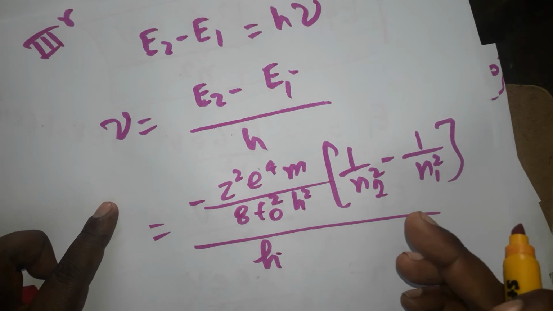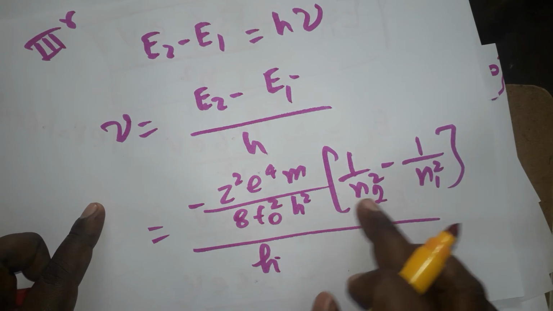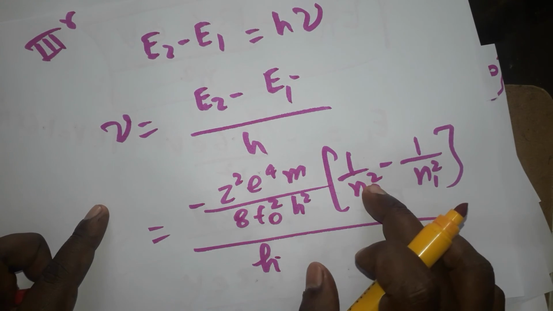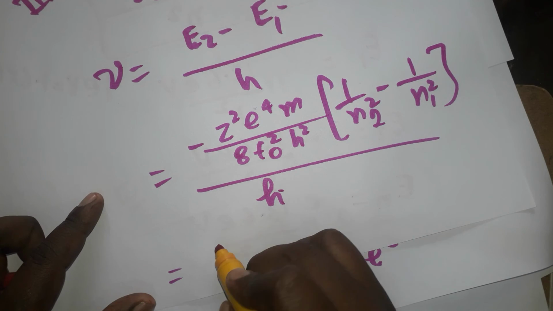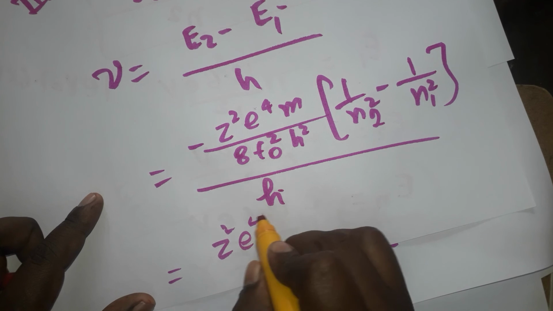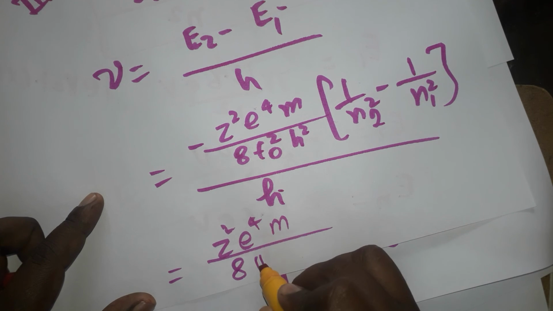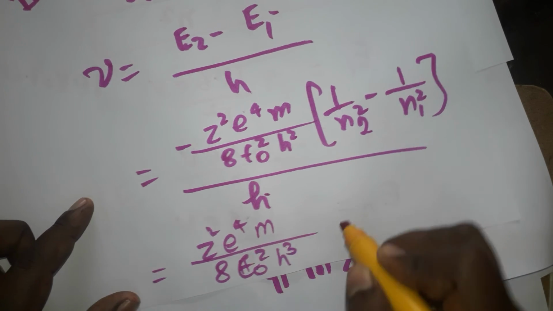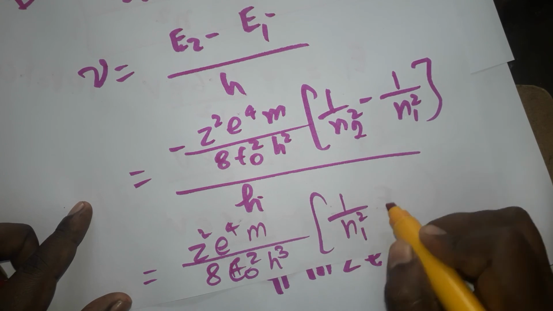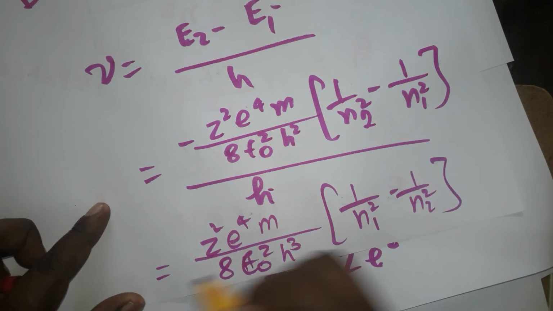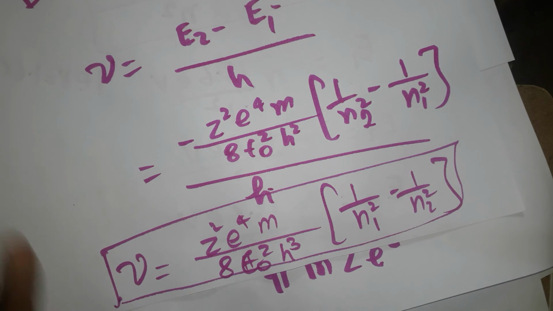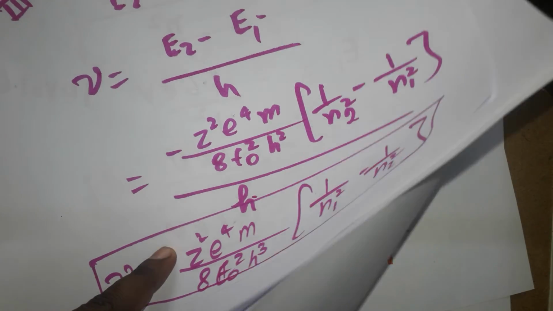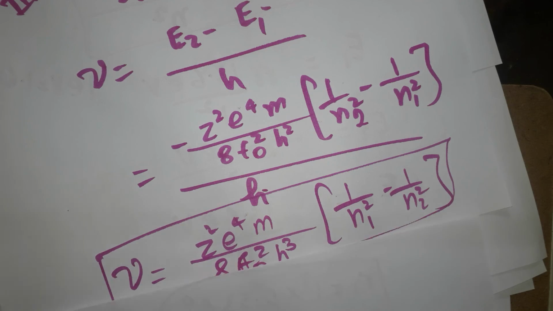All the common terms are taken outside, and the remaining terms stay inside. The minus, when taken inside, changes the order like this. Let me write it here: z square e power 4 m divided by 8 epsilon naught square h cube, times 1 divided by n1 square minus 1 divided by n2 square, is equal to the frequency. Now I got the frequency of the electron when it jumps from one orbit to another orbit. Using this equation you can easily find the frequency.